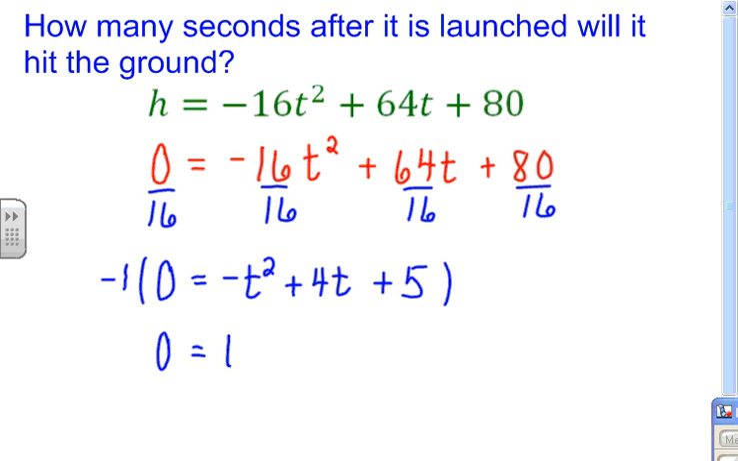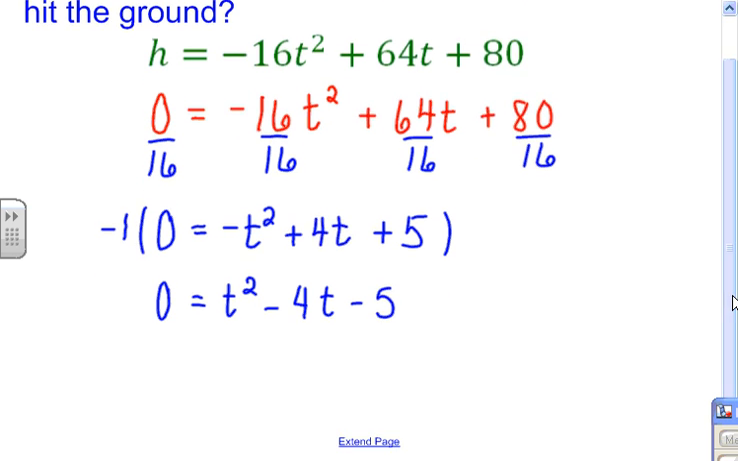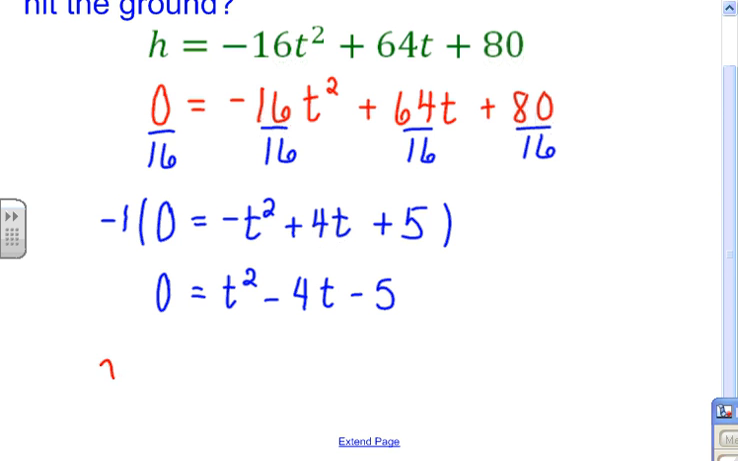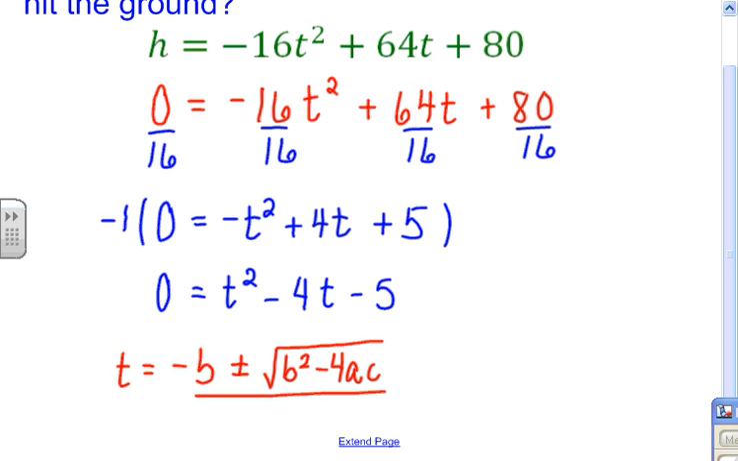So we're going to have 0 equals t squared minus 4t minus 5. And again, this is a totally different function than we've got in red, or even that we have above it. But it will have the same x-intercepts. Now this problem can be easily factored, but since we've been practicing the quadratic formula, let's continue doing that on this problem. So if we want to solve for t, we're going to have t equals negative b plus or minus the square root of b squared minus 4ac, all divided by 2a. In our problem, a is 1, b is negative 4, and c is negative 5.